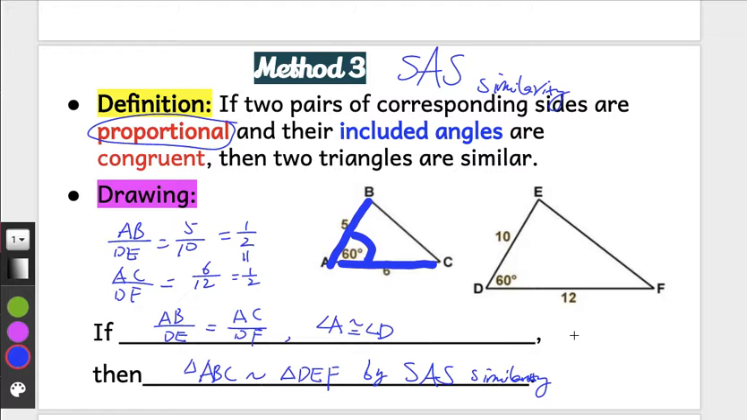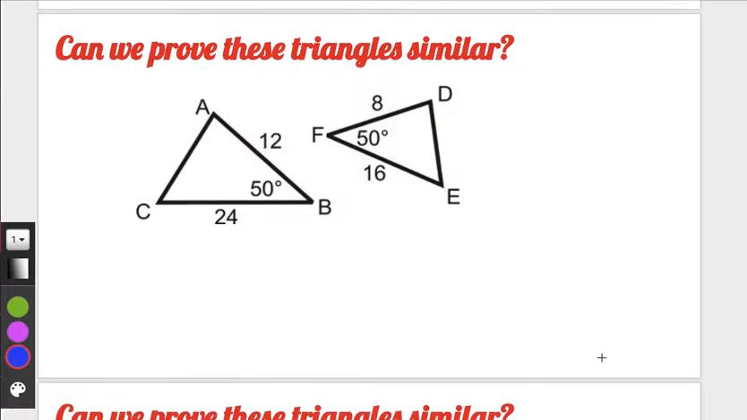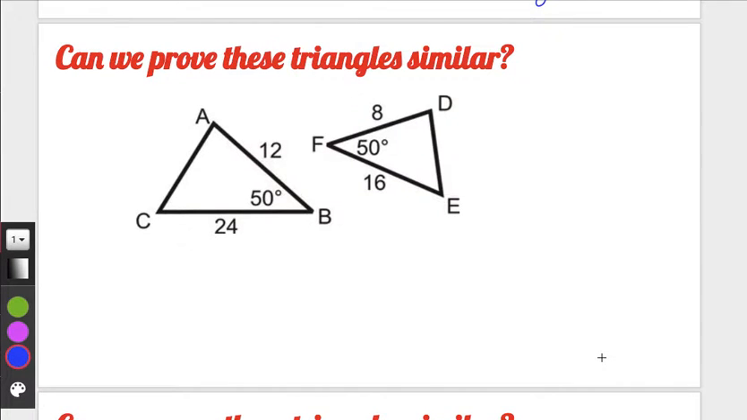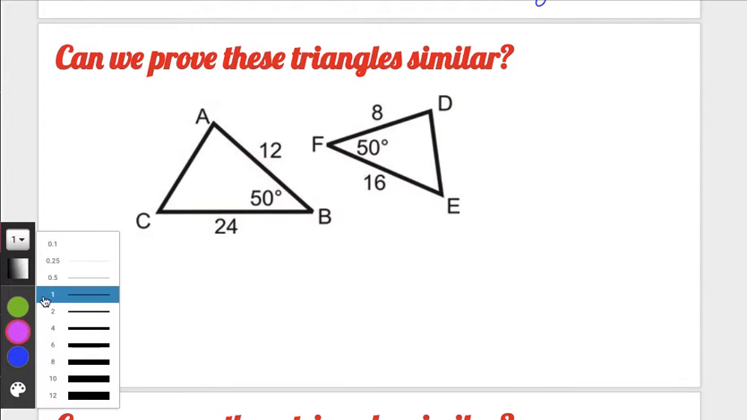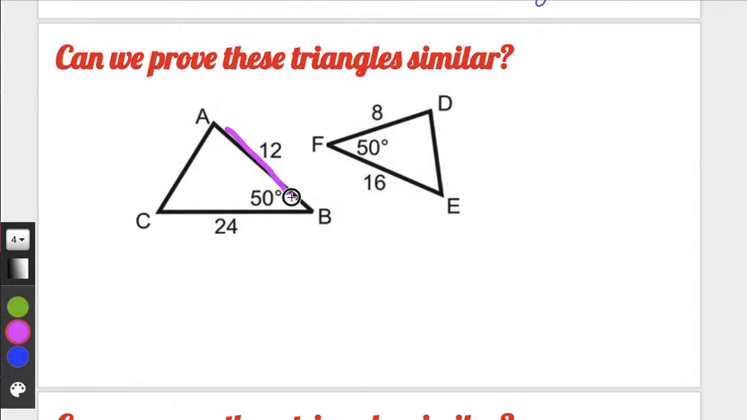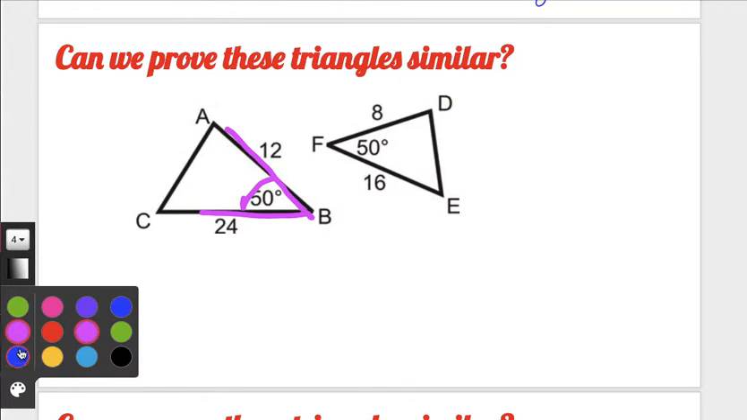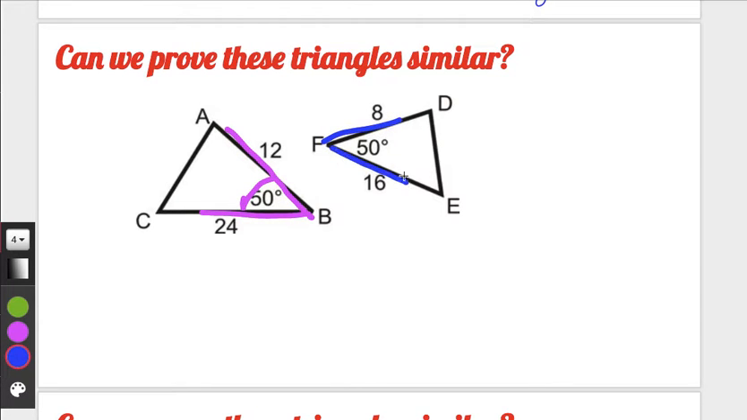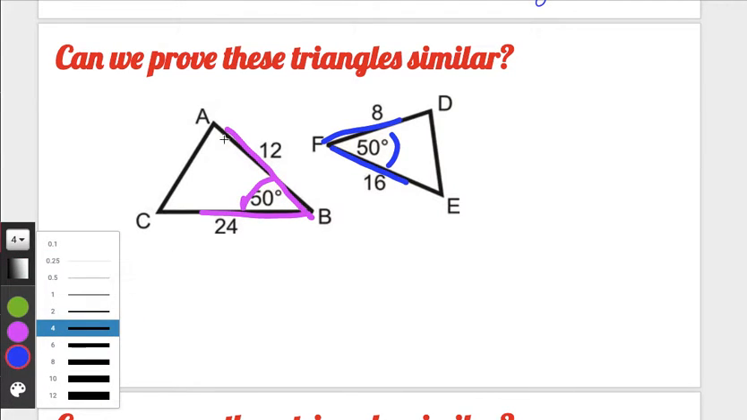Now, let's check the first example here. We have two triangles with information here. As you can see, we have some labeled angles and some labeled sides. If you check the position here, these two sides and included angle is 50, and these two sides and included angle are 50. It seems that we can try SAS similarity because this is two sides and also the included angle.